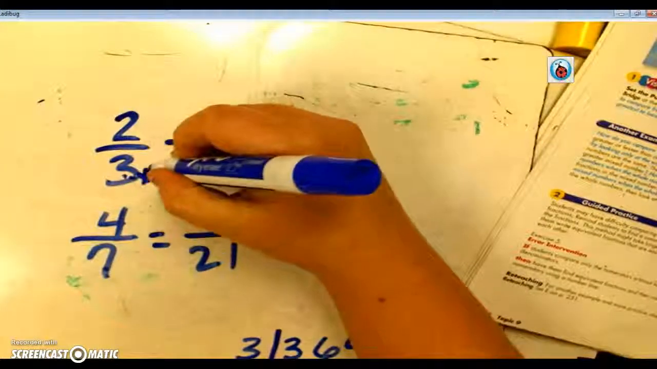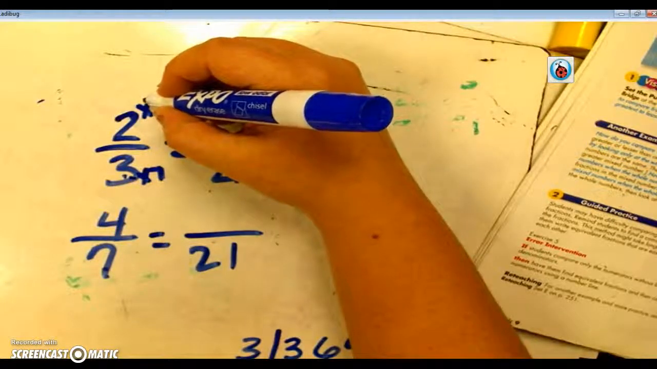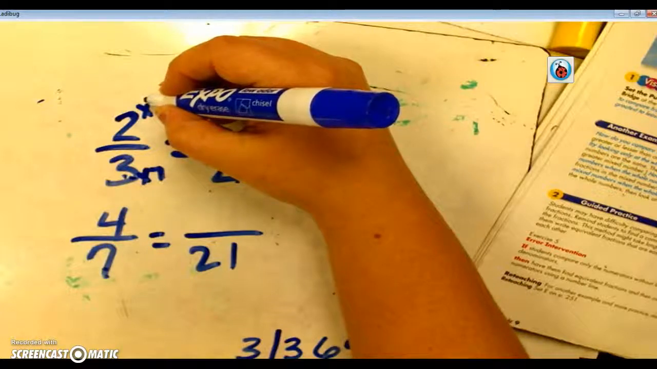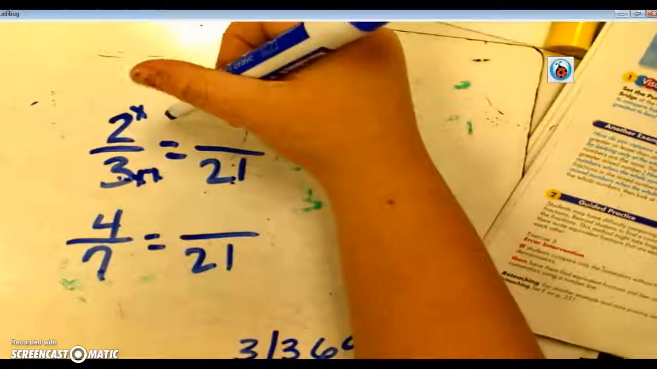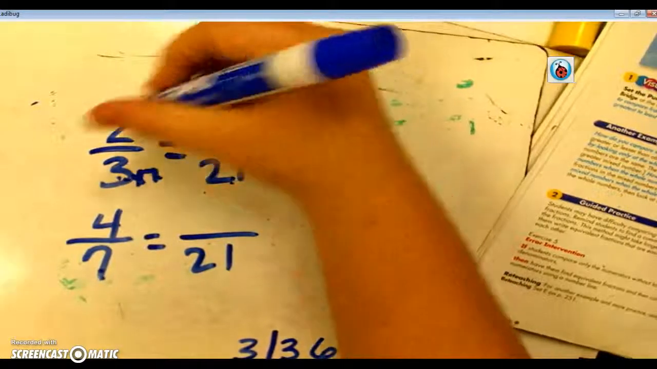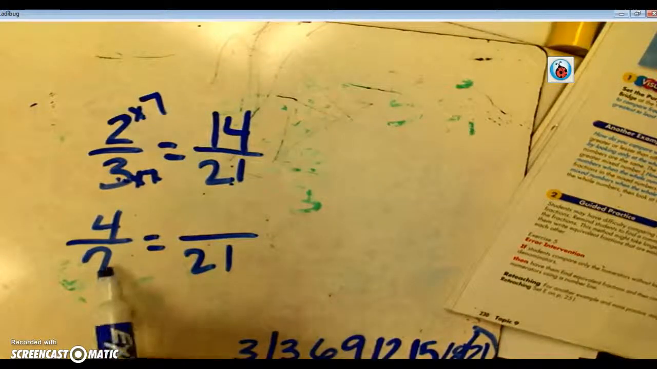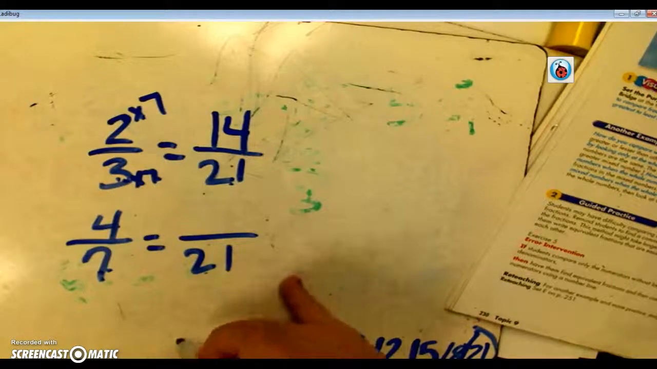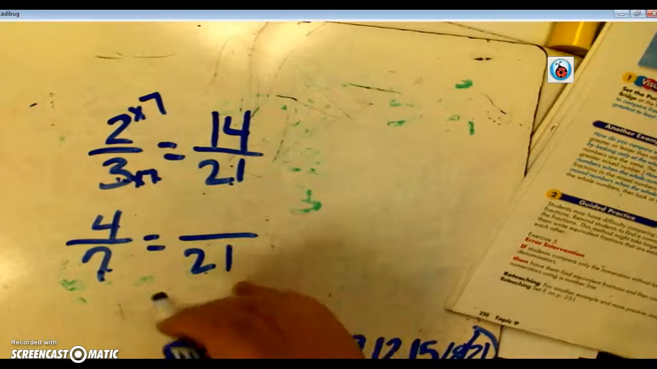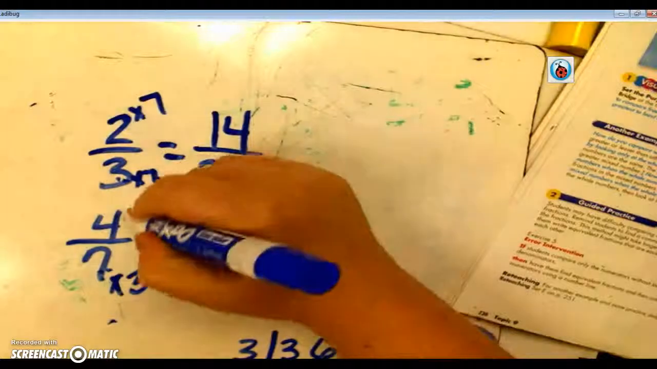So if I multiplied the bottom times 7, Leslie, what do I have to do to the top? Multiply by 7. 2 times 7 is? If I multiply 7 times what to get 21? Chloe? If I multiply the bottom times 3, what do I have to do to the top? Caleb? 3 times 4 is?